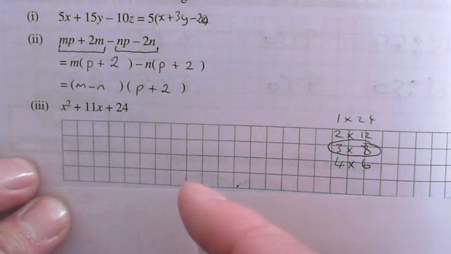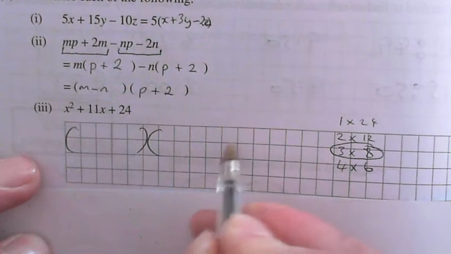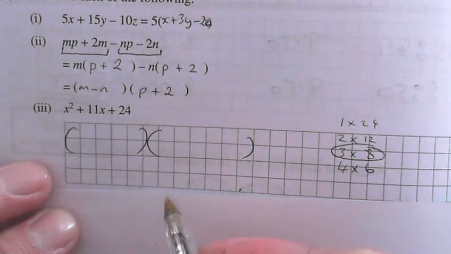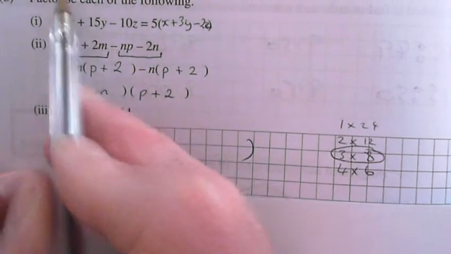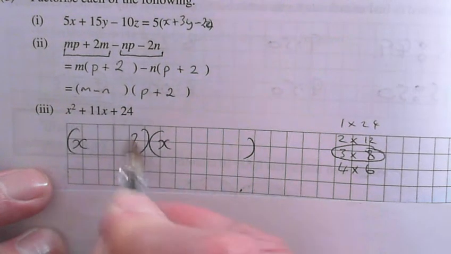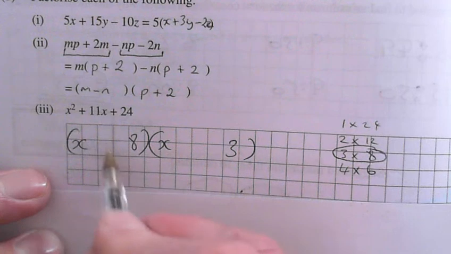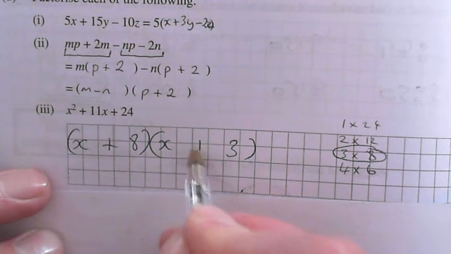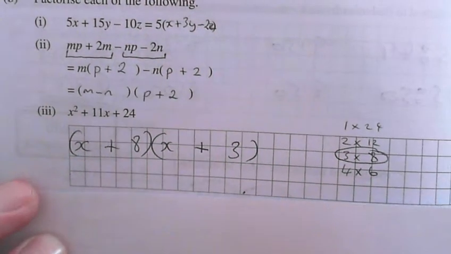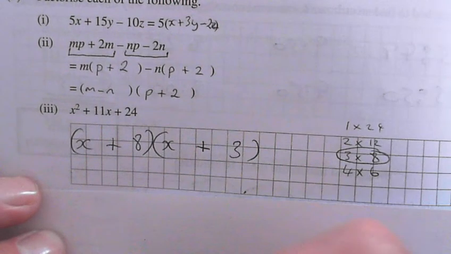Alright. So we're looking for the factors. It says up here, factorize. Look for the factors. So we write down x, 8, and 3. To get plus 11, we need plus 8 and plus 3, don't we? Factorize. We stop at that point. We don't go any further. Page 82.